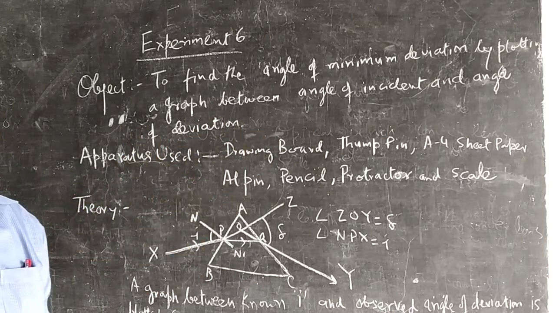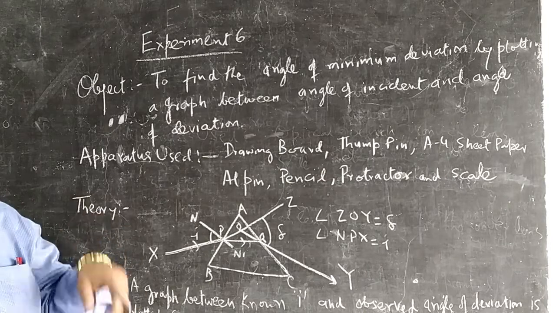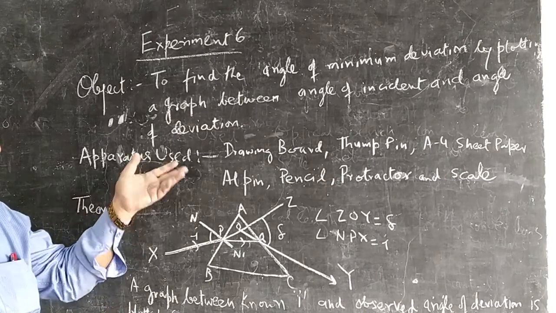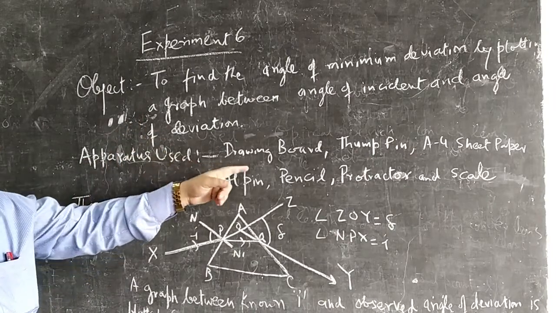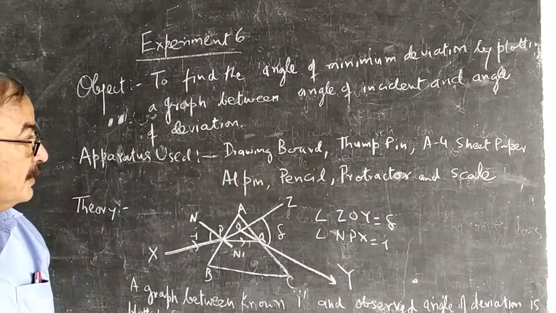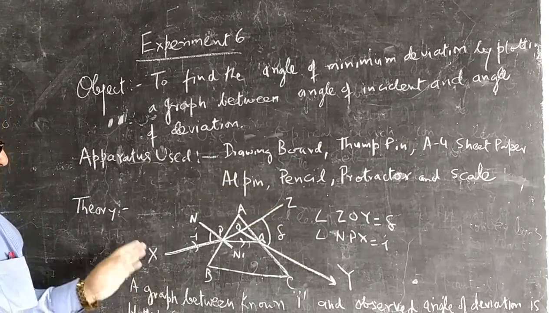What is angular deviation? Angular deviation is the angle between incident ray and emergent ray. Okay, we will discuss what is emergent ray. What are the apparatus? Drawing board, thumb pin, A4 sheet paper, Alpin, pencil, protractor, and scale. And this is the theory.